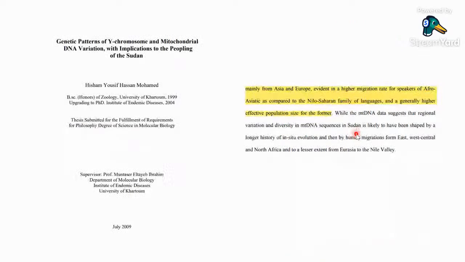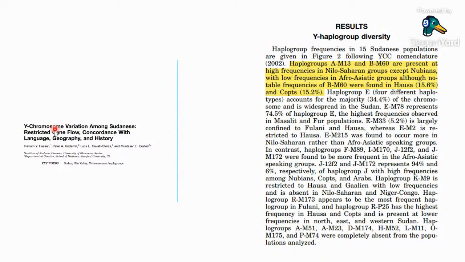So continuing on to this source right here, Y chromosome variation among Sudanese: restricted gene flow, concordance with language, geography, and history. And it gets straight to the chase. It says haplogroup frequencies in 15 Sudanese populations are given in figure 2, following YCC nomenclature. Haplogroups A-M13, as we just read, was a part of the original Nubian or Cushite population, as well as B-M60, are present at high frequencies in Nilo-Saharan groups, except Nubians, with low frequencies in Afro-Asiatic groups, although no table frequencies of B-M60 were found in Hausa.